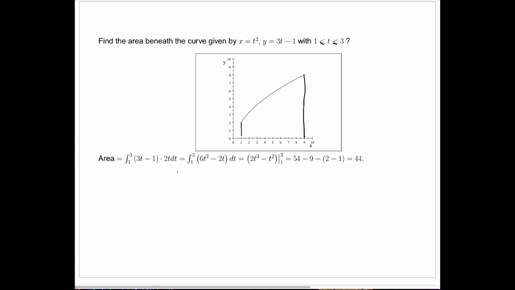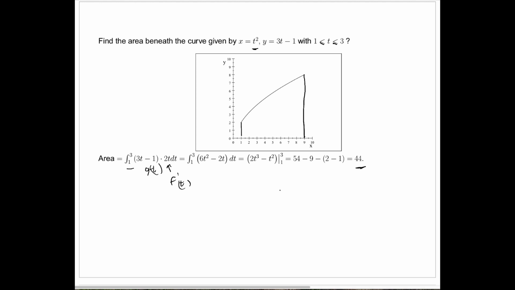Well, using the formula we derived before, the area is just given by the integral over the range of the parameter from t equals 1 to t equals 3 of 3t minus 1, that's our g of t, times f prime of t, the derivative of our function little f of t, that's our x-coordinate, dt. And this is then a very simple integral to evaluate. That's the integral from 1 to 3 of 6t squared minus 2t, that quantity dt. Anti-differentiating and evaluating at the limits tells us that the area is exactly 44.